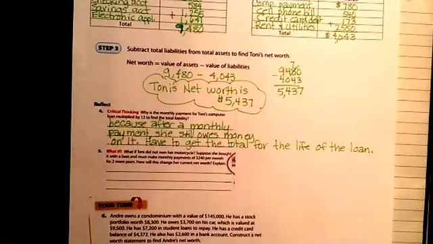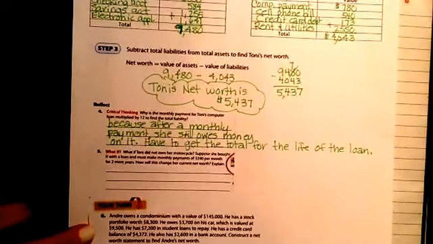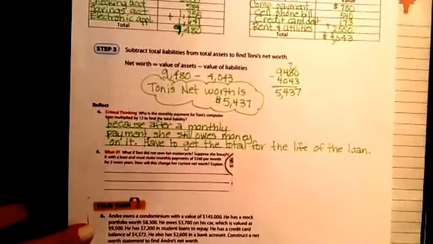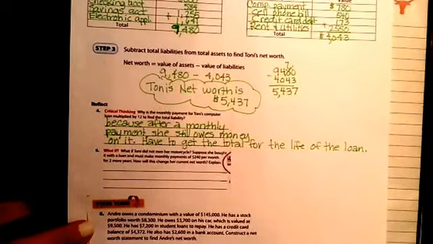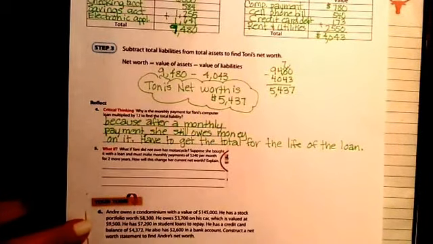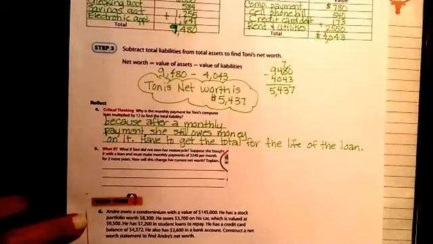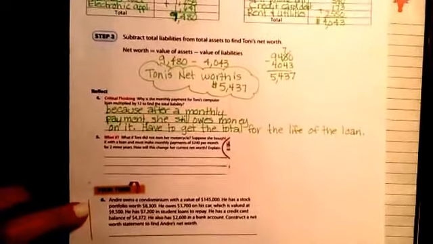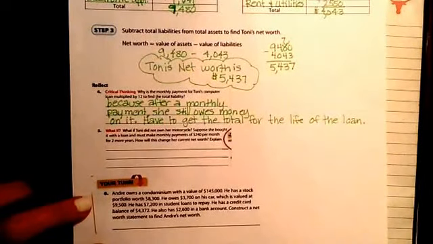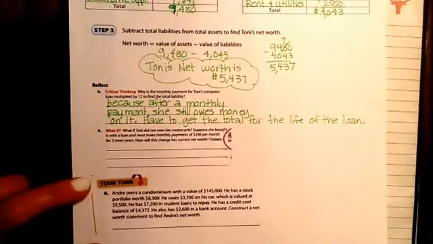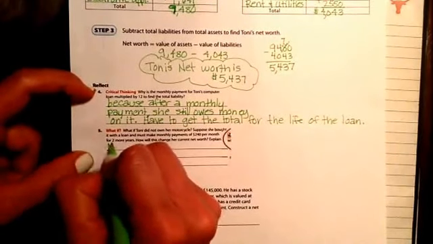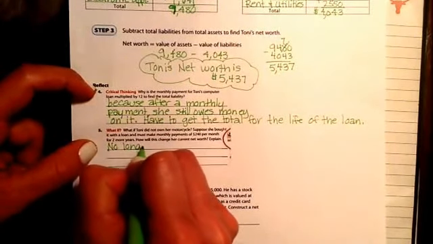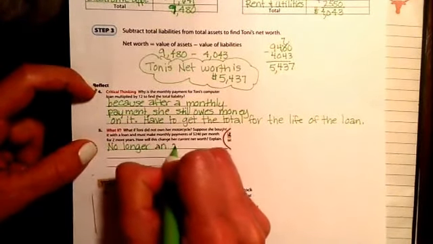All right, on the second question, what if Tony did not own her motorcycle? Suppose she bought it with a loan and must make monthly payments of $240 per month for 2 more years. How will this change her current net worth? Explain. Well, since she doesn't own it, it's no longer an asset.